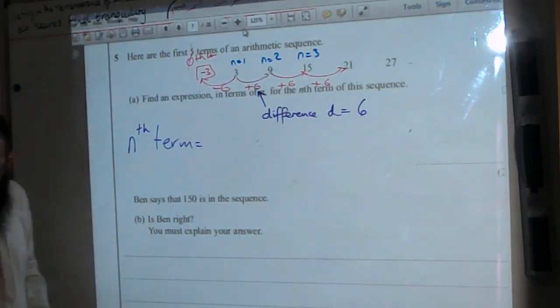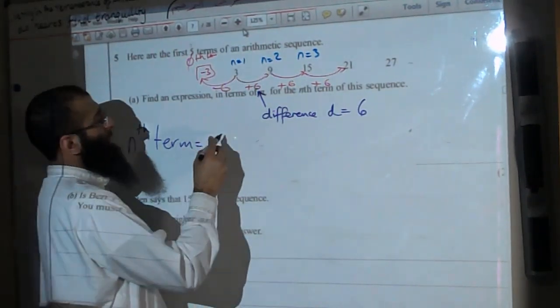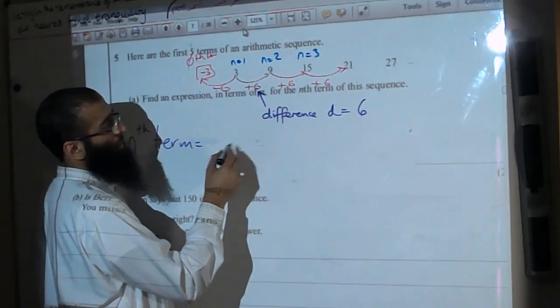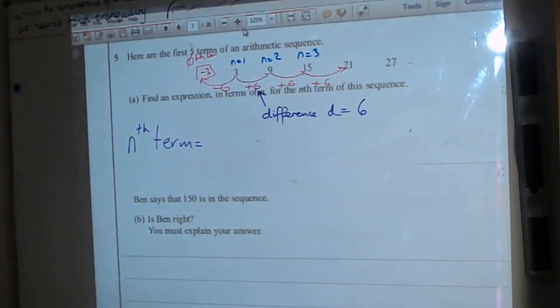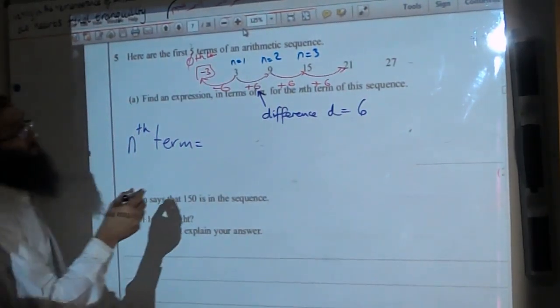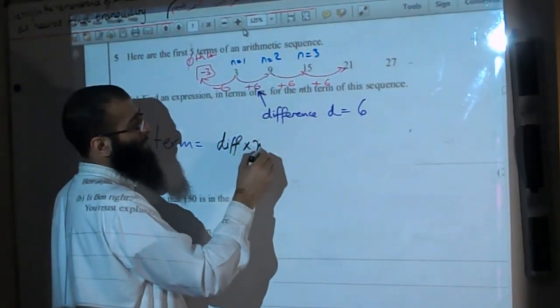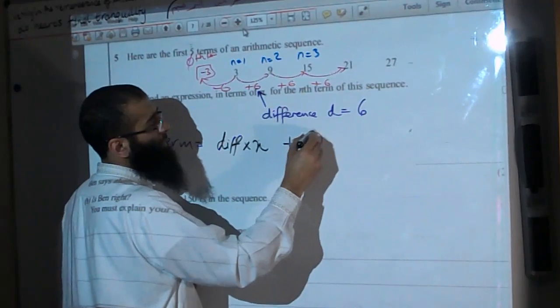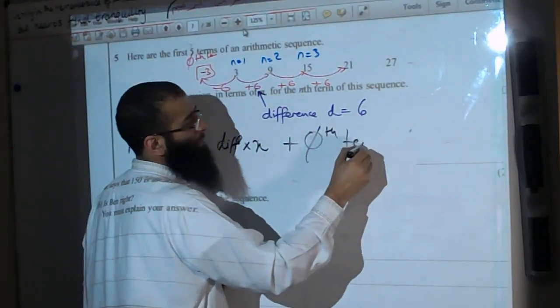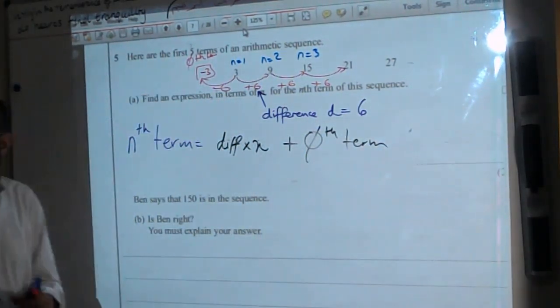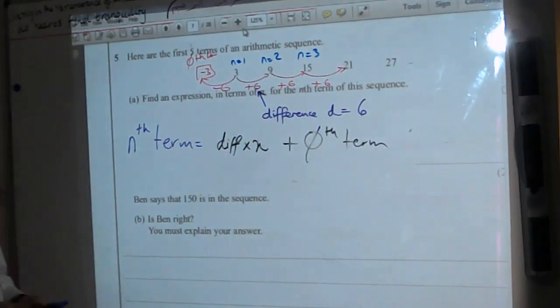Now, if we want to work out the nth term, it is going to be equal to the difference times n plus the 0th term. We can write it in quite a few different ways. This is just one style of doing it. There's lots of different ways of doing this particular thing.